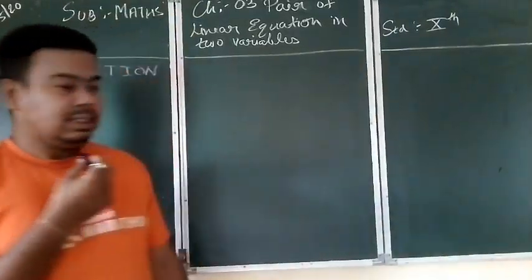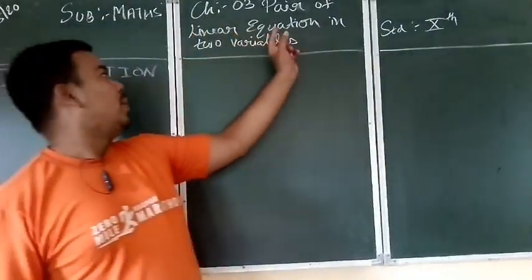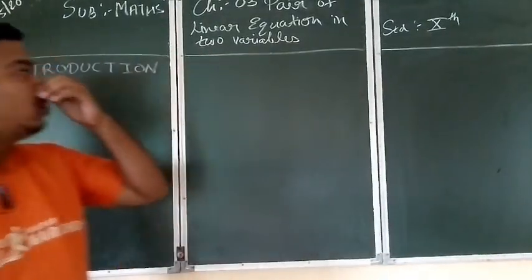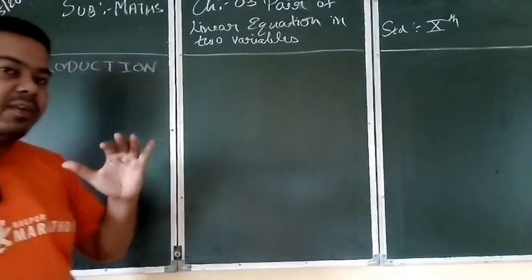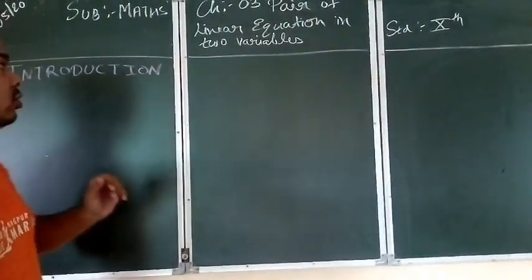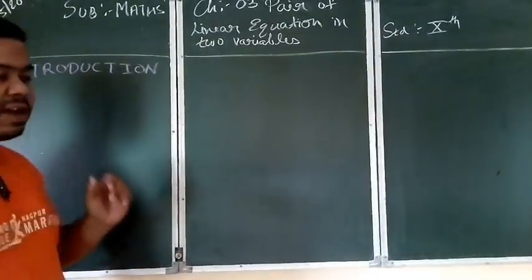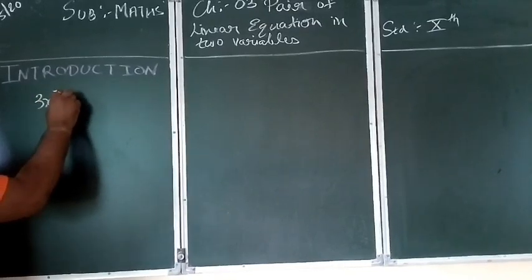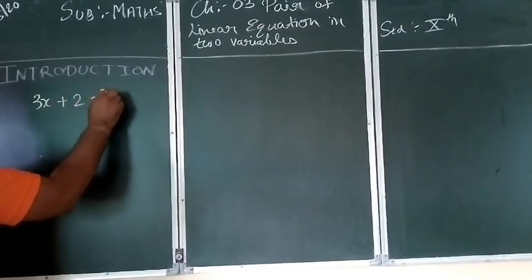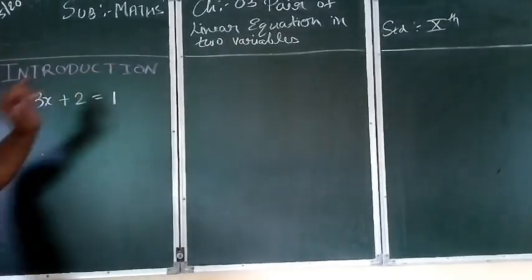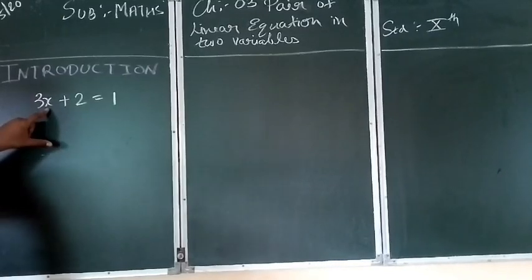Today our topic is chapter number 3, pair of linear equations in two variables. First, let's take some previous knowledge. We know that an example of a one variable equation is 3x plus 2 equal to 1, suppose. It is a one variable equation, which means only one variable is there, 3x. So we find the value of x here.